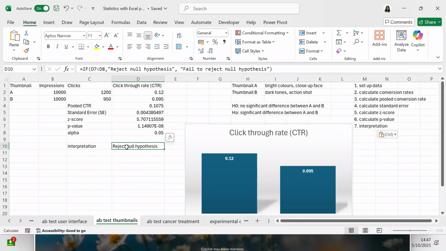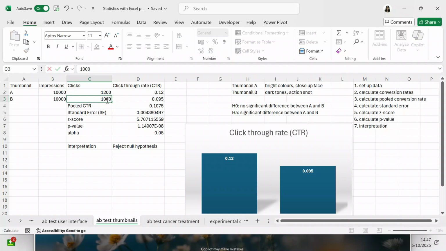So we're going to interpret it. If D7, that's your p-value, is less than D8, that's your alpha, you're going to reject the null hypothesis. Otherwise, you're going to fail to reject the null hypothesis. So let's see what happens. We've got 950 here. So let's see what happens when we go to 1,000.